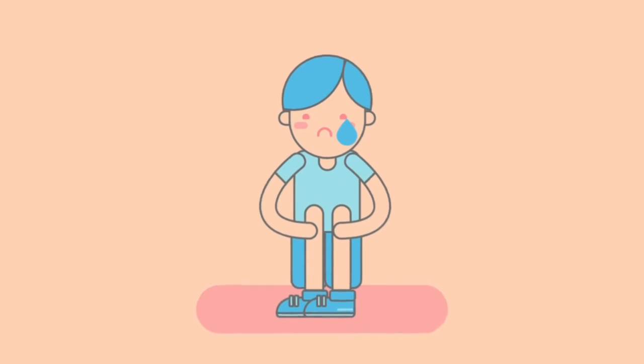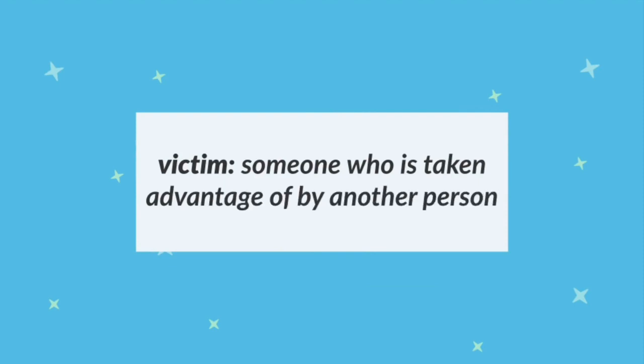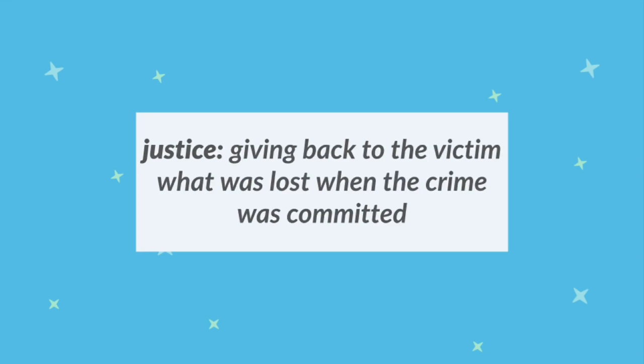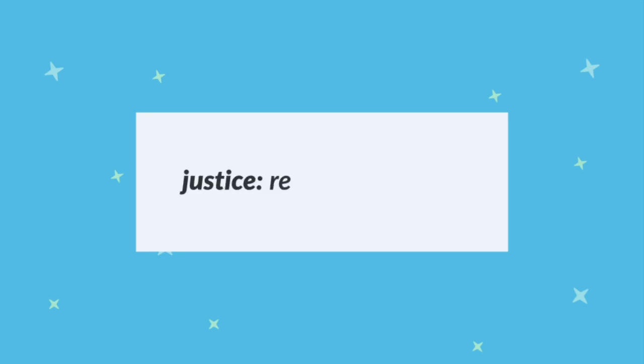For this essay, we can define a victim as someone who is taken advantage of by another person, and we can call the act of taking advantage of someone a crime. Typically, what we want for all these victims is justice, and justice, as discussed by Nietzsche, can be thought of as giving back to the victim what was lost when the crime was committed. In other words, you can think of justice as the repaying of debts.